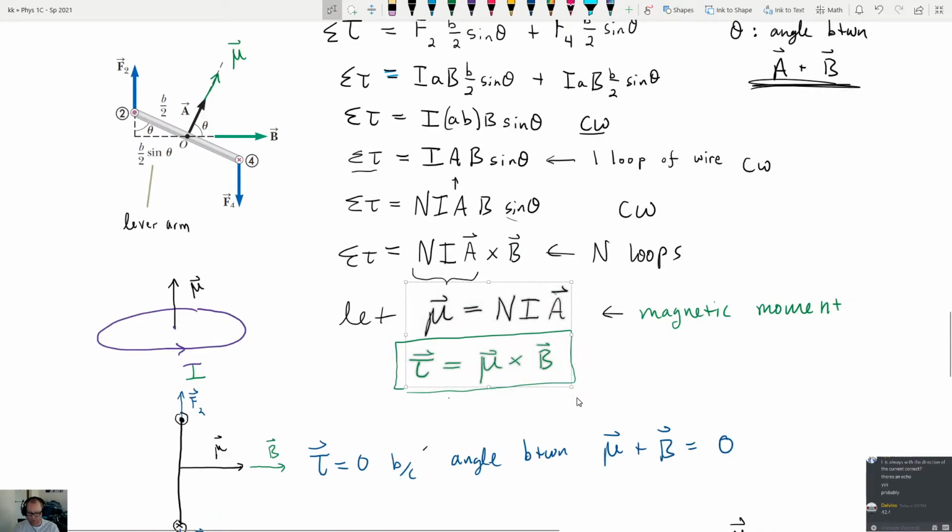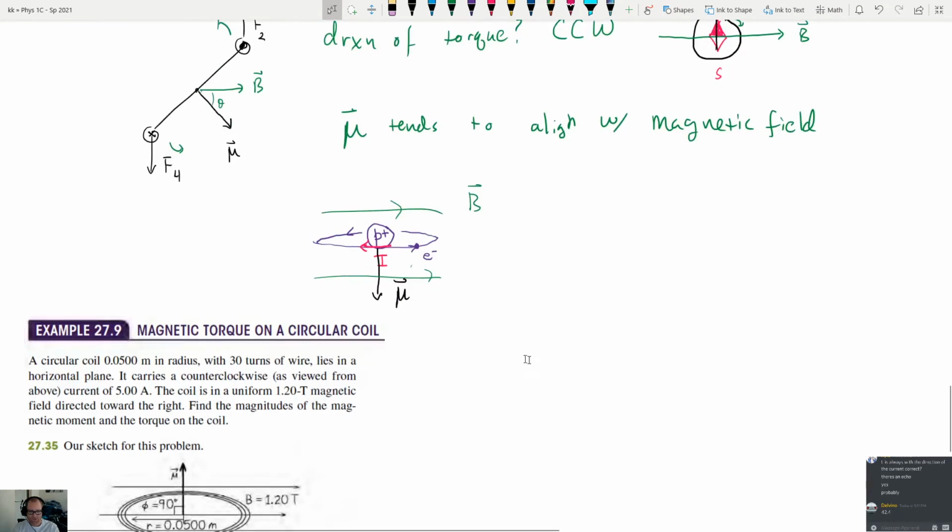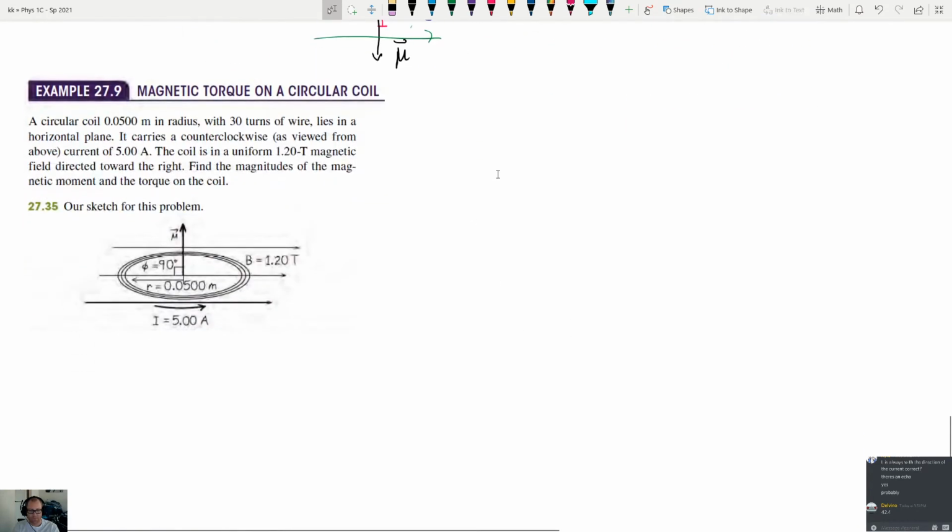Let me grab these two equations. So this number of turns, you're going to see this show up a lot. Every time you see the word turn, they mean loop. It's like 1 turn, 2 turn, 3 turn. It lies on a horizontal plane, and it carries a counterclockwise, as viewed from above, current of 5 amps. The coil is in a uniform 1.2 Tesla magnetic field directed towards the right. So our magnetic field is going to the right, in the plane of the coil. Find the magnitude of the magnetic moment and the torque on the coil.